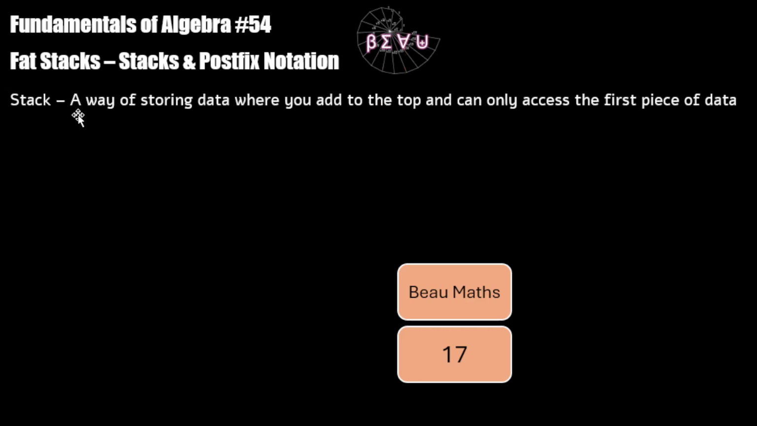A stack is a way of storing data where you add to the top and you can only access the first or the top piece of data. So you may wonder, okay, what's the point of this when we could just have something where we can access all pieces of data? And a lot of reasons for this is efficiency. If you only can add to and access the top piece of data and you're able to work around that, then you don't have to spend time sifting through all of your data. You can always just access what is immediately there, right?